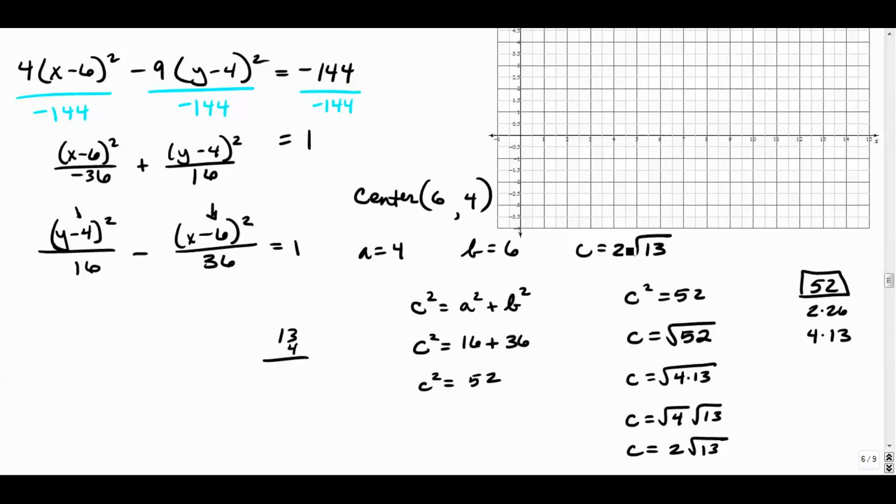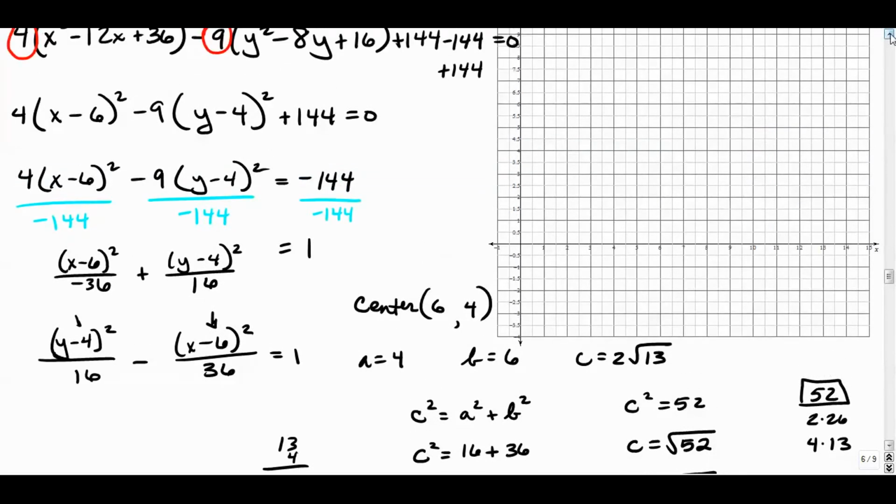Alright, so we have a, b, and c, and we need to remember what those stand for. a is the distance from the center to the vertices. b is the distance from the center to the endpoints of the conjugate axis. And c is the distance from the center to the foci.